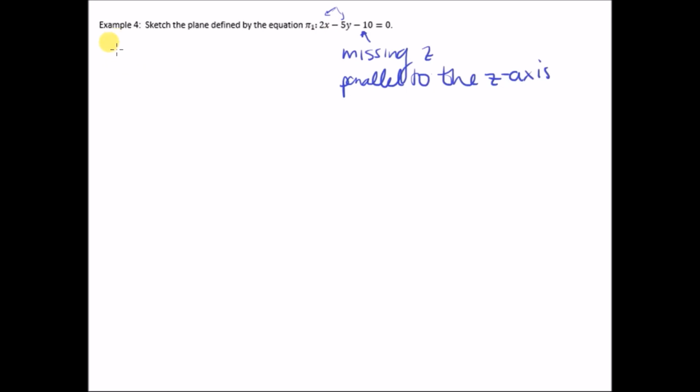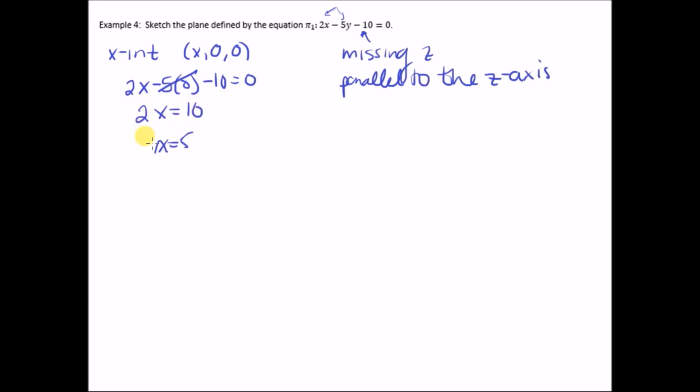In order to find the x-intercept, we have to sub 0 in for y and z and then solve. So 2x minus 5 times 0 minus 10 equals 0. That just goes away. 2x equals 10, we get x equals 5. So our x-intercept is (5, 0, 0).